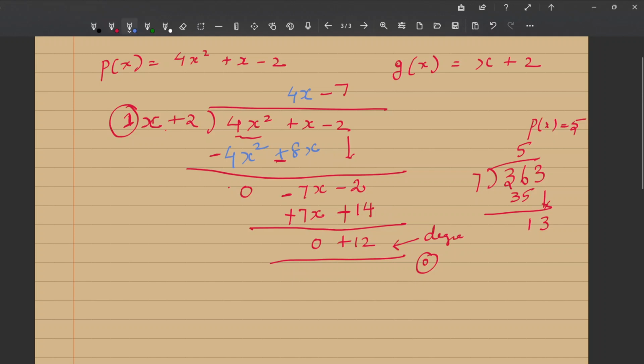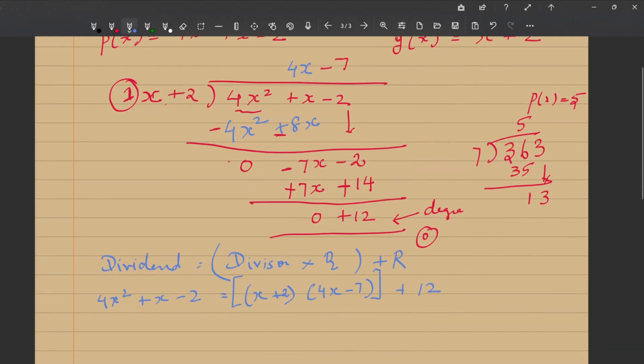What was the division statement? Dividend is equal to divisor multiplied by quotient plus remainder. So, what is my dividend here? I started dividing p of x, isn't it? 4x squared plus x minus 2. This is equal to, what is my divisor? Divisor is g of x, x plus 2, multiplied by quotient 4x minus 7, the whole thing, plus the remainder, which is 12.